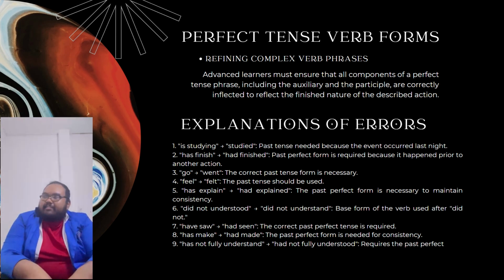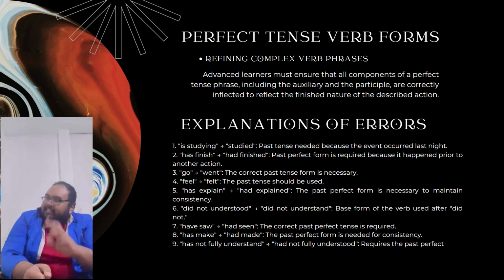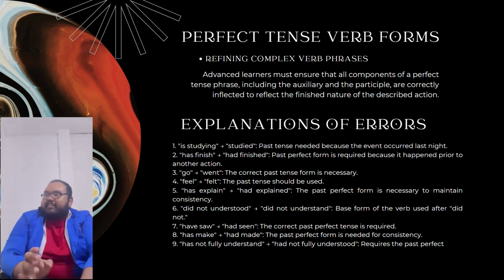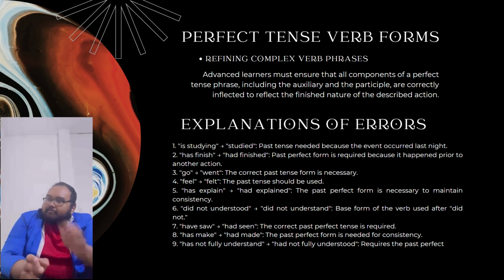Now for explanation of errors here. First one is "studying," turning to "study." Past tense needed because the event occurred last night. The second one is "has finished," turn into "had finished." Past perfect form is required because it happened prior to another action. Third is "go" to "went." The correct past tense form is necessary.